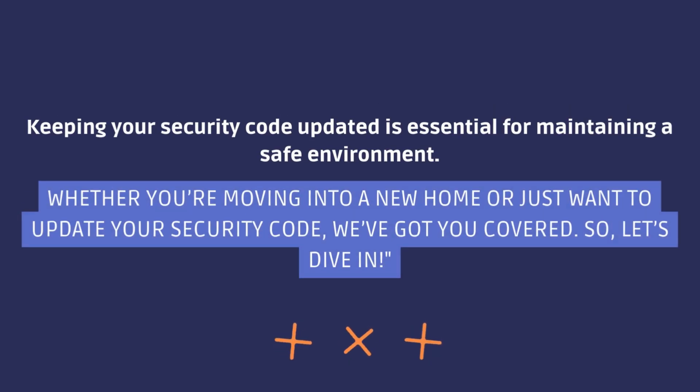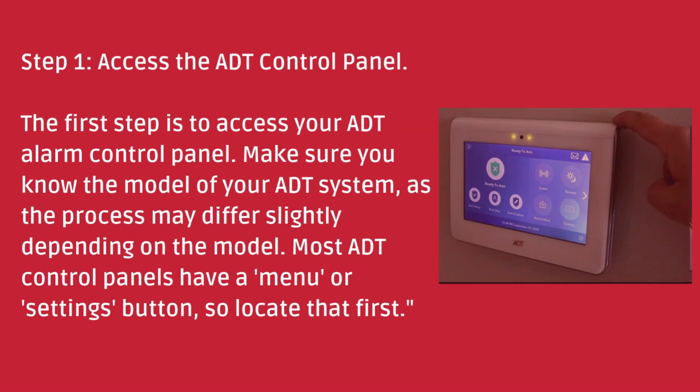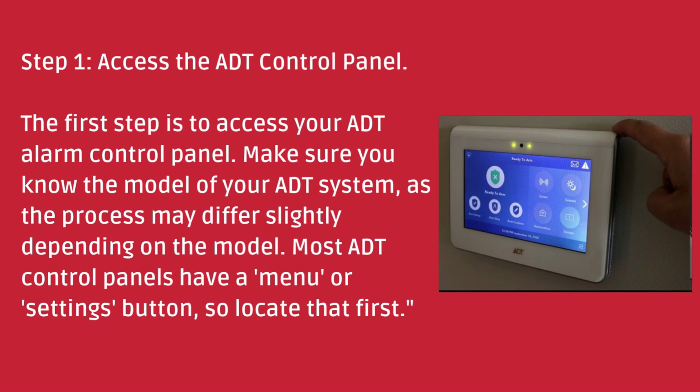So let's dive in. Step 1. Access the ADT control panel. The first step is to access your ADT alarm control panel. Make sure you know the model of your ADT system, as the process may differ slightly depending on the model. Most ADT control panels have a menu or settings button, so locate that first.